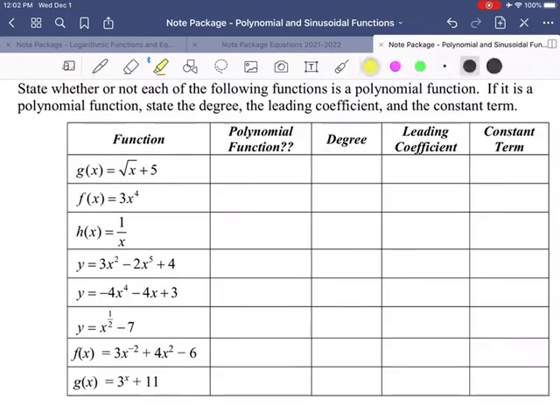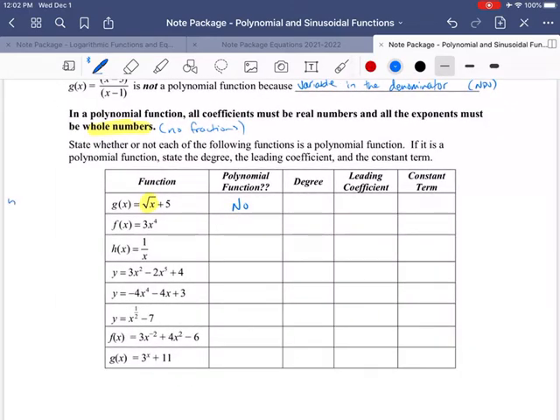So the first one, I see a radical, so this is no, and because of the radical, that'll be my reasoning. A radical, again, will lead you to a fractional exponent, and that's not a whole number, so not a polynomial function. All right, the next one, does it look like a polynomial function? Yes. The degree is 4, that's the highest exponent. The leading coefficient is 3. And the constant, there is no constant in this, it's 0. How about the next one? No. And the reason is the variable in the denominator.